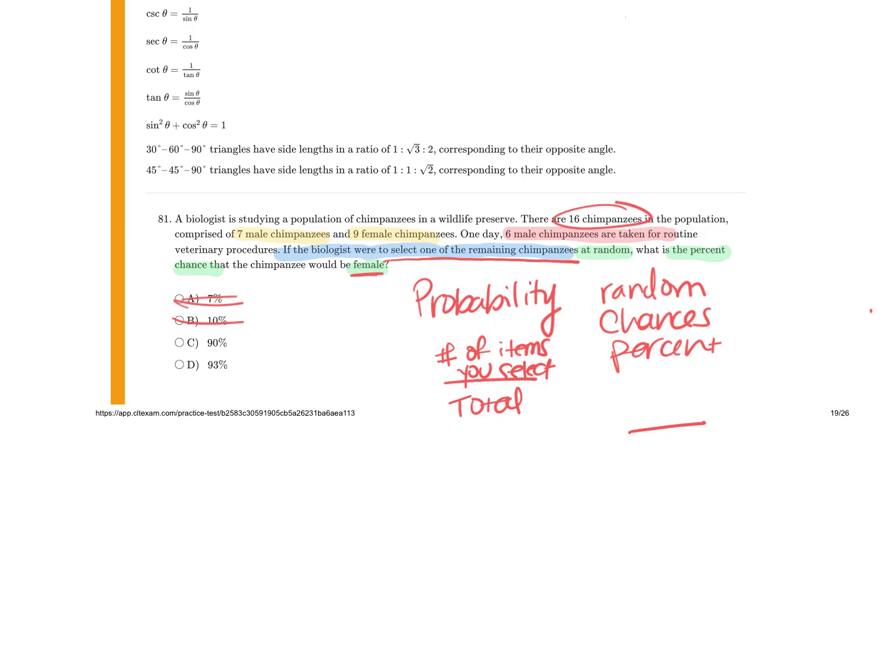There were 16 total, but 6 males were removed, so now the total is 10. And on the numerator, we put the items that we want to select at random. The question is asking us to select at random females. There's 9. So there's a 9 out of 10 chance that we get a female. If we multiply the denominator and the numerator of 9 out of 10 by 10, which will help us to calculate percent, we'll see that it's 90 out of 100 or 90%.